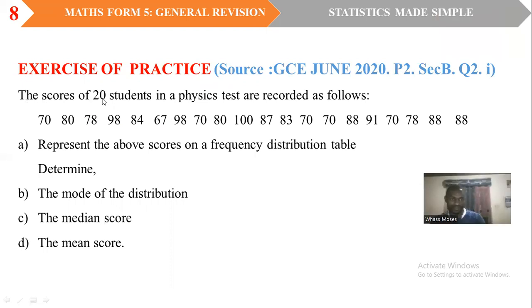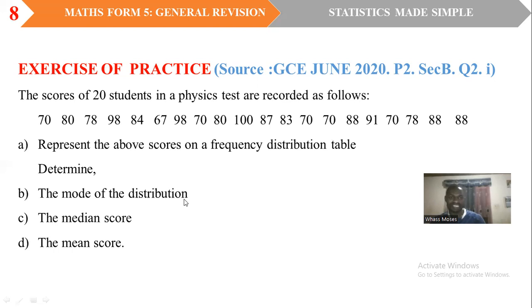I read, the scores of 20 students in a physics test are recorded as follows. You have 70, 80, 78, 98, 84, 67, 98, 70, 80, 100, 87, 83, 70, 70, 88, 91, 70, 78, 88, 88. A, represent the above scores on a frequency distribution table. After that, you should determine B, the mode of the distribution, C, the median score, D, the mean score.